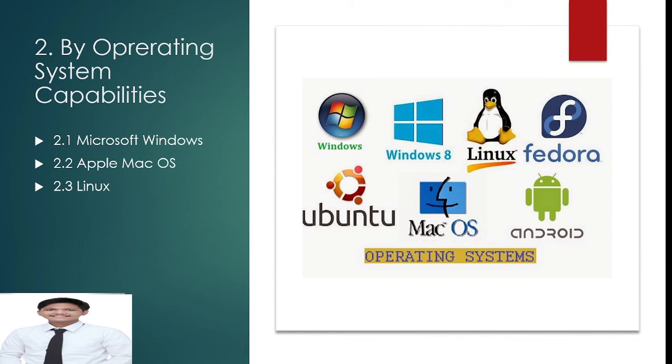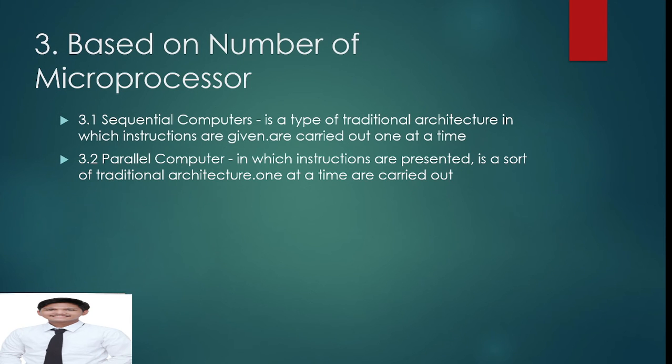By operating system capabilities: Microsoft Windows, Apple Mac OS, and Linux. Based on number of microprocessors. Sequential computer is a type of traditional architecture in which instructions are carried out one at a time. Parallel computer, in which instructions are carried out simultaneously.